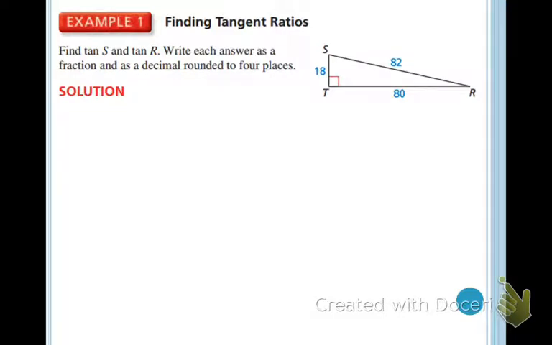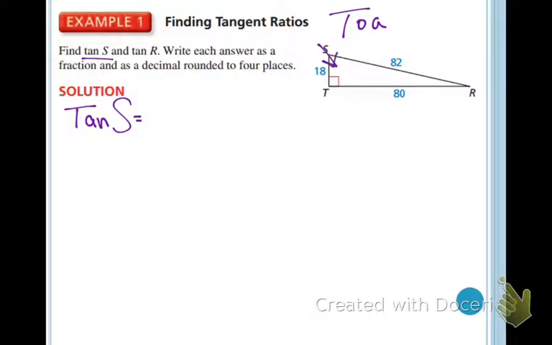This is no different than what we were just doing, but what is the only ratio it wants us to find? Tangent. Does it want sine or cosine? Nah, it wants tangent, and that's it. So tangent of S and tangent of R, and then write each answer as a fraction and as a decimal rounded to 4 places. So we're just finding tangent of those two angles. So we'll start with tangent from S. Oop, capital S. So tangent is opposite over adjacent.